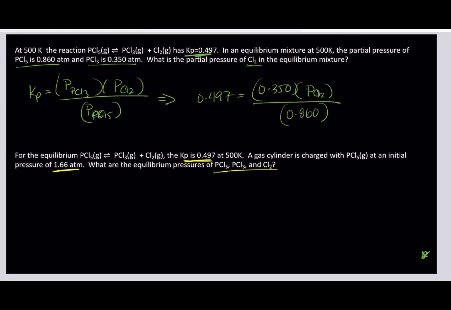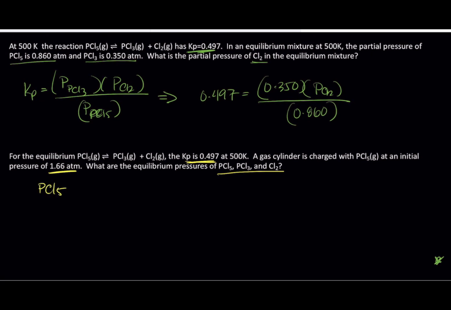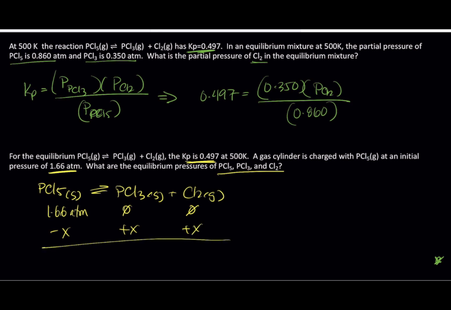So we've got PCl5, PCl3, and Cl2, and we have an initial of 1.66. We got none of this because that's what that means, right? And we're going to lose some, make some, right? And we have 1.66 minus x, and x.